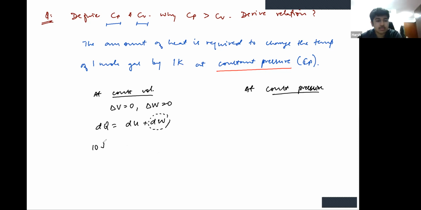Suppose you have supplied 10 joule of energy to this particular system. So this entire 10 joule will be converted into changing the internal energy of the gas. Is it clear? Yes, sir.